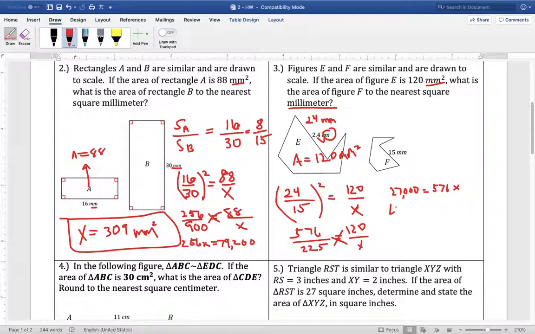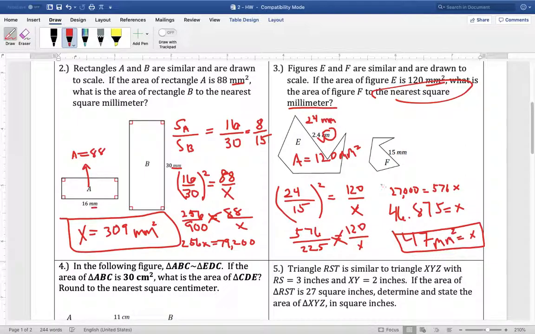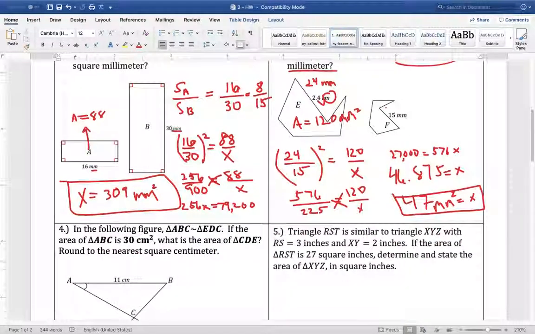So I'll write that out. You can see the decimal. And if we round it to the nearest square millimeter, this would be 47 millimeters squared. This is our area of figure F. Okay, so you can try the rest of these here.